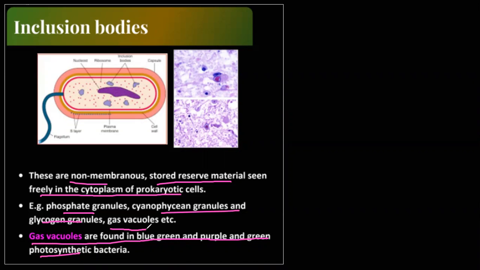And the gas vacuoles in blue-green algae, purple bacteria, and sulfur bacteria all help in their buoyancy. Clear with that?